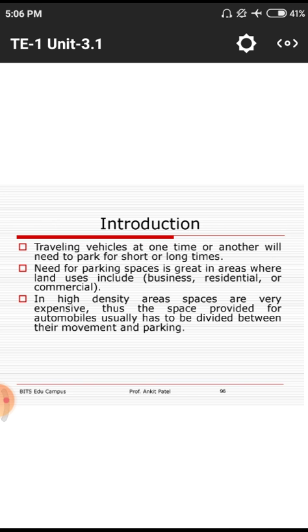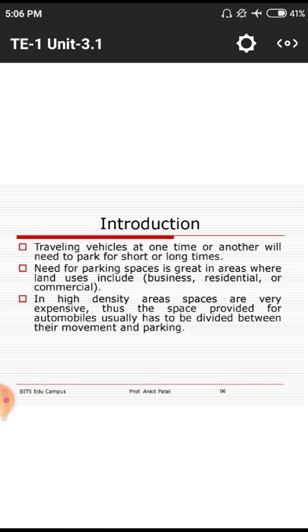Likewise, commercial areas. Commercial areas means there is a huge quantity of areas for buying and selling, like vegetable markets and other things. All those places are related to commercial areas. In those commercial areas also, some quantity of space is left for these parking facilities.